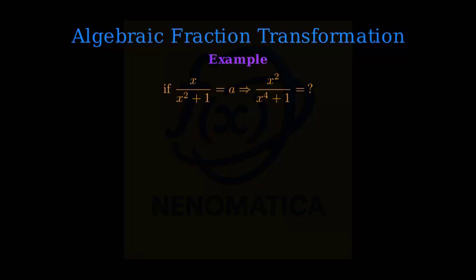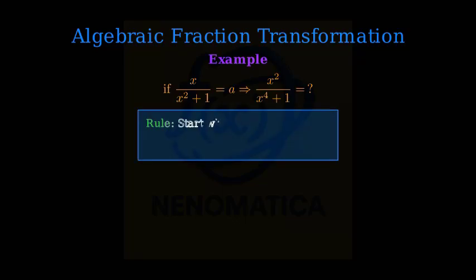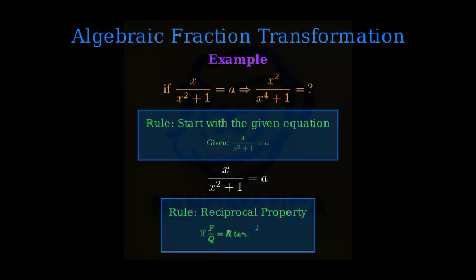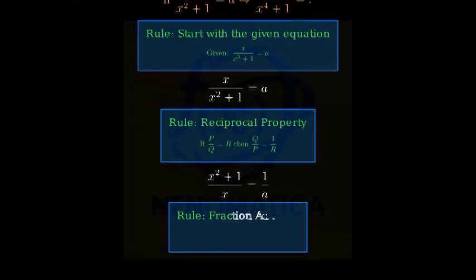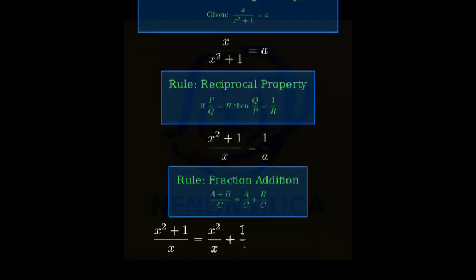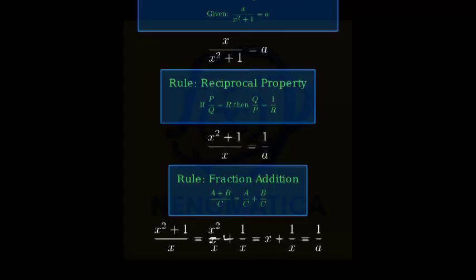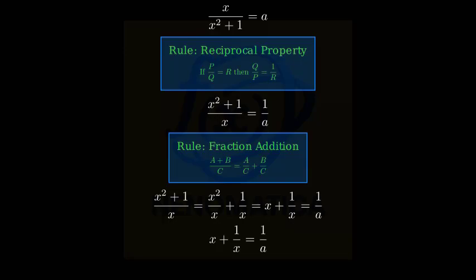Let's start by writing down the given equation. We have x divided by x squared plus 1 equals a. Let's rearrange the equation by taking the reciprocal of both sides. This gives us x squared plus 1 over x equals 1 over a. Let's expand the fraction on the left side. We can rewrite x squared plus 1 over x as x squared over x plus 1 over x, which simplifies to x plus 1 over x. Now we have x plus 1 over x equals 1 over a.